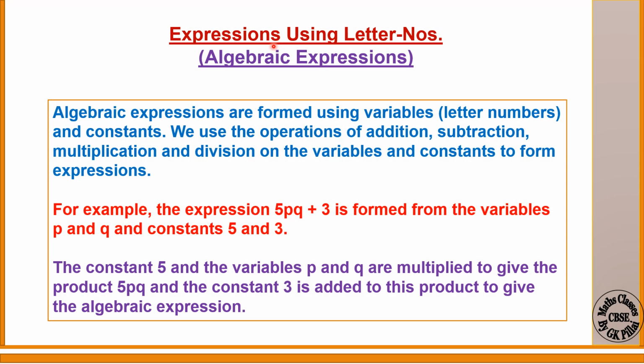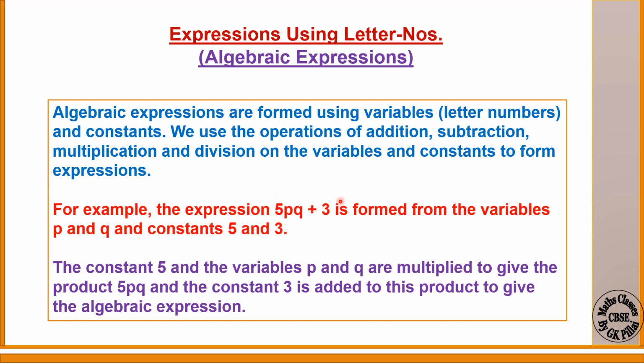The chapter name is Expressions Using Letter-Numbers. Actually it is on algebraic expressions. Algebraic expressions are formed using variables or letter numbers and constants. We use the operations of addition, subtraction, multiplication and division on the variables and constants to form the expressions. I mean algebraic expressions. Here is a typical example, 5pq plus 3.